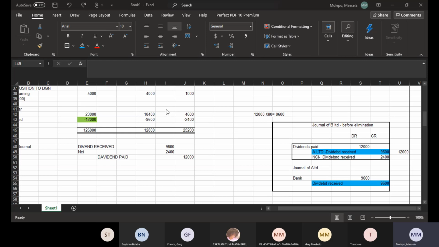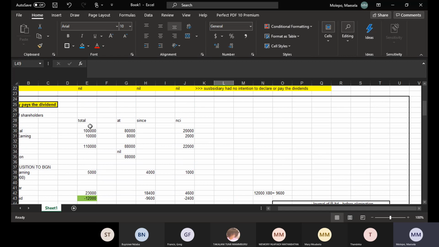A Limited acquired its interest in B Limited on 1 January 2007, on which date the retained earnings of B Limited amounted to 10. Consider the carrying amounts of the assets and liabilities of B Limited to be equal to the fair value thereof on the date of acquisition. So our analysis doesn't change. The analysis will remain the same from the top until since acquisition.